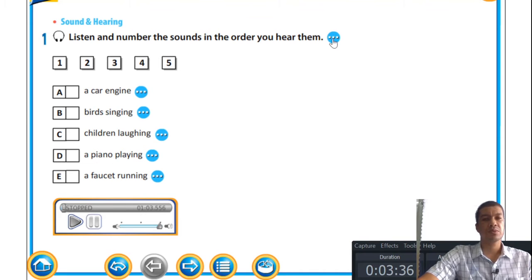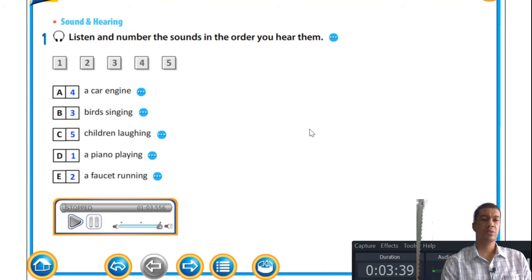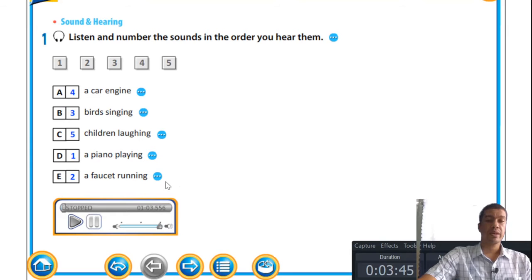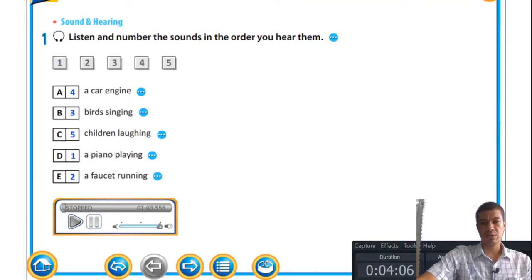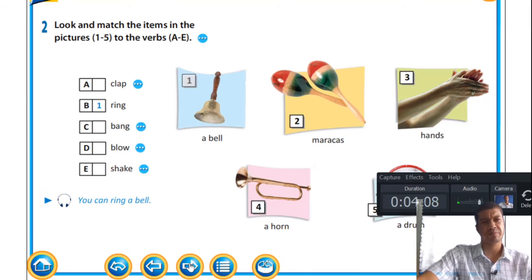I'm just going to open that so that you can see the correct order. First we heard the sound of a piano playing in the background of the audio clip. Then we heard a faucet running. Children were laughing, birds were singing after that, and then a car engine. So this was the order of what you just heard. Interesting to know that you have the ability to hear and listen to all of these sounds. We can move on to the next page.